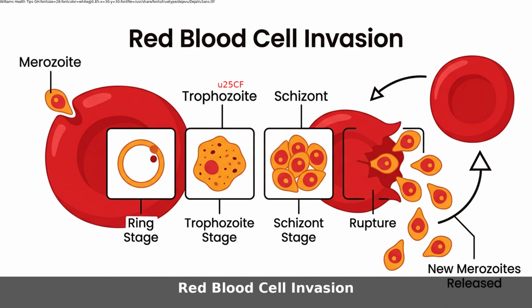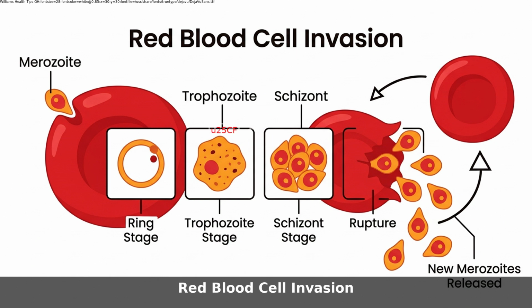The merozoites invade red blood cells and begin feeding on hemoglobin, the protein responsible for carrying oxygen. Inside each red blood cell, the parasite develops through several stages: the ring stage, the trophozoite stage, and the schizont stage. As the parasites multiply, the infected red blood cell eventually bursts, releasing more merozoites into the bloodstream. These newly released parasites quickly invade fresh red blood cells, repeating the cycle over and over again.